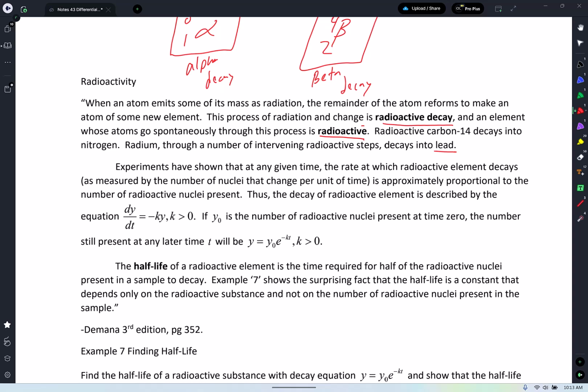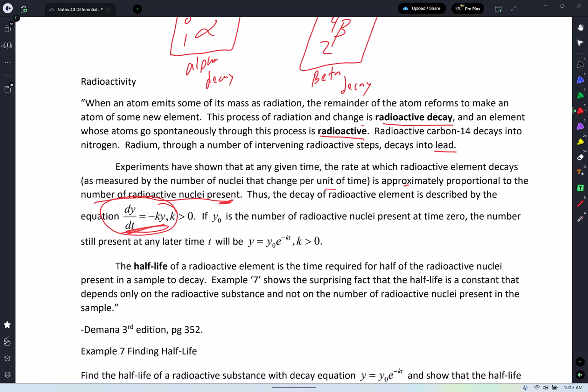Experiments have shown that at any given time, the rate at which a radioactive element decays, as measured by the number of nuclei that change per unit of time, is approximately proportional to the number of radioactive nuclei present. So what does that mean? That means it changes by the proportional amount that you have present. Thus, the decay of a radioactive element is described by the equation. See, so this is why we can model it the way we modeled it.